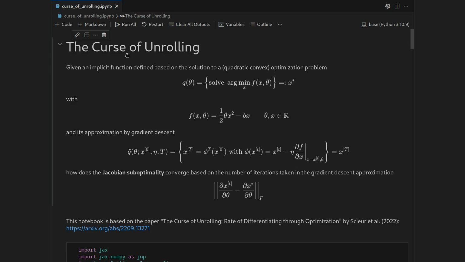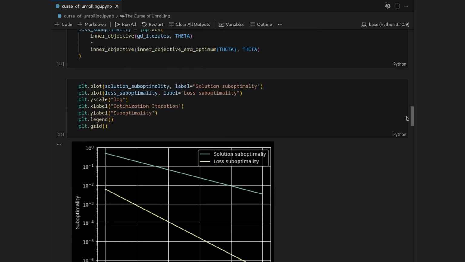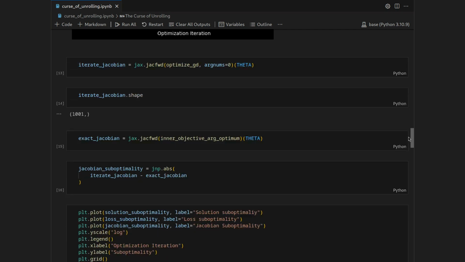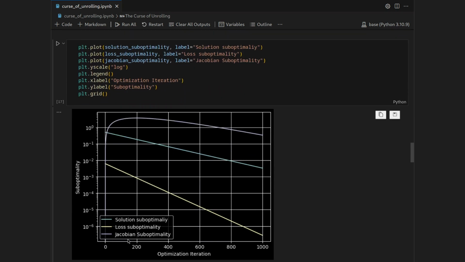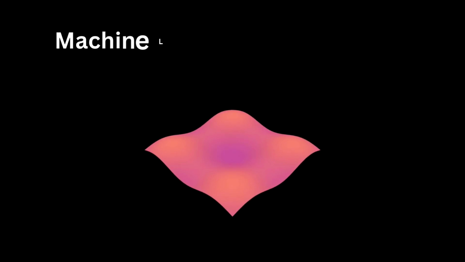In this video, I want to introduce you to the curse of unrolling, a counterintuitive phenomenon observed when we unroll, or differentiate through, an iterative algorithm. In this particular video, we want to approximate a quadratic convex optimization problem with a gradient descent algorithm. This will be very hands-on in JAX, so we will first look at the objective function and then assess the primal suboptimality, like how the optimization problem converges. Ultimately, we will find out that the unrolled Jacobian converges very strangely, and then we're going to explain this result with this simple example. Let's get started.